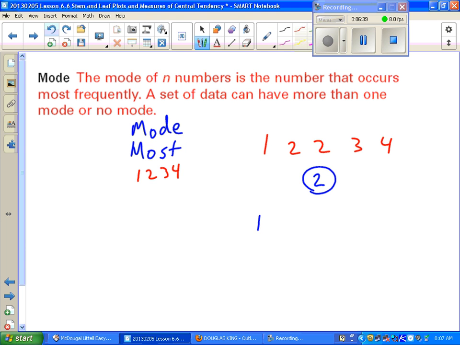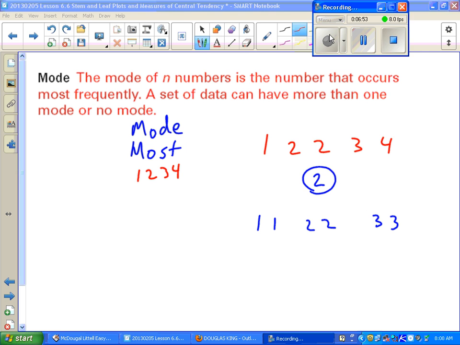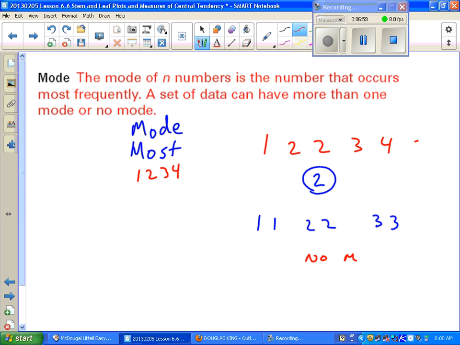If you had, for example, 1, 1, 2, 2, 3, 3, what would your mode be in this case? Well, you have two 1s, two 2s, and two 3s. There's no number that shows up more than the rest. They all show up the same amount in this case. So this would be considered no mode. It's the one that shows up the most, and neither one of those shows up the most.